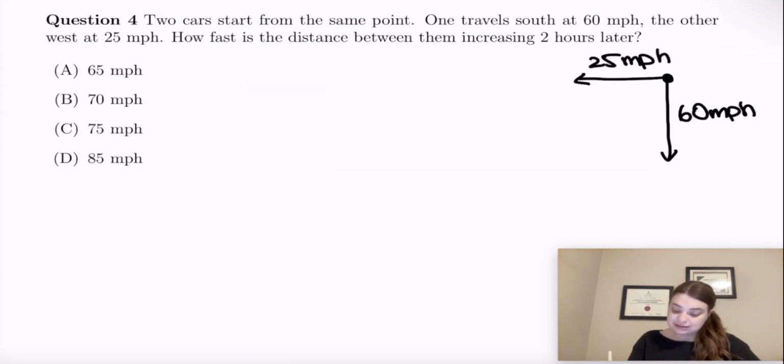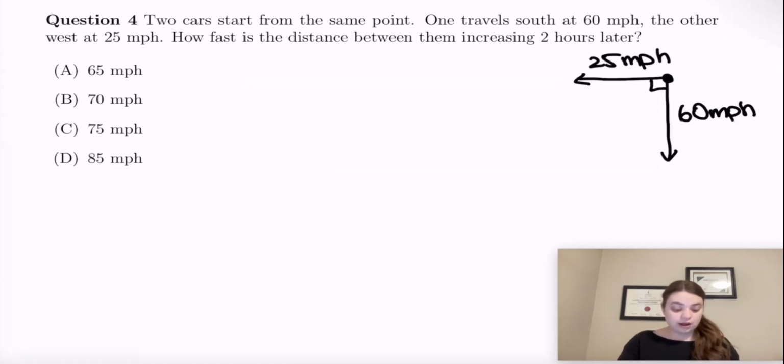How fast is the distance between them increasing 2 hours later? Or, in other words, once the car that's driving to the west has driven 50 miles and the car driving south has driven 120 miles, how fast is the distance between them, the hypotenuse distance, increasing at that point in time, right? Because keep in mind, if we're going due west and then also due south, we're going to end up with a 90-degree angle in there.